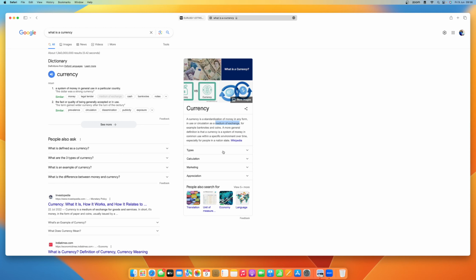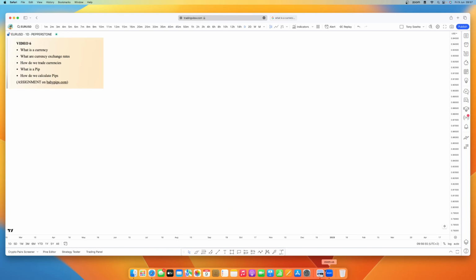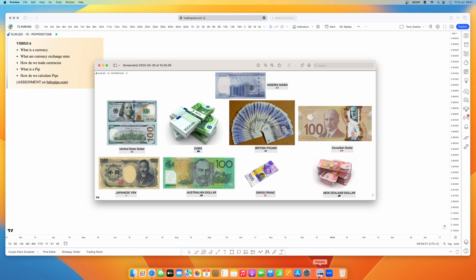So we can say within a specific area, because something that is generally acceptable in Nigeria may not be generally acceptable in the United States. Naira is generally acceptable in Nigeria, but it's not generally acceptable in the United States. Just like how the Canadian dollar is generally acceptable in Canada, the Australian dollar might not be generally acceptable in Canada. You understand? Although there might be some places where you can pay, it might not be generally acceptable.